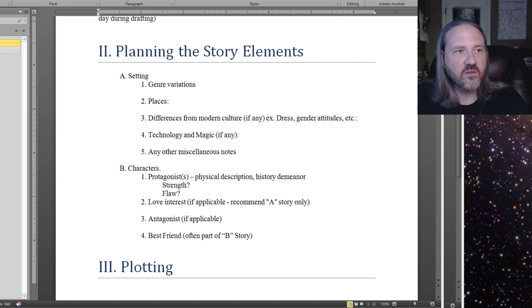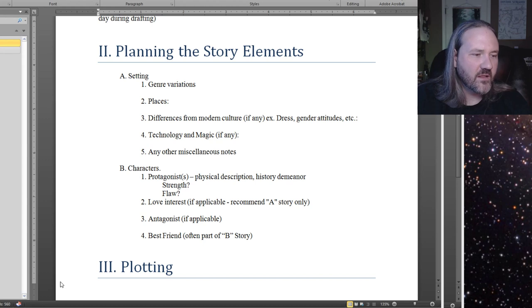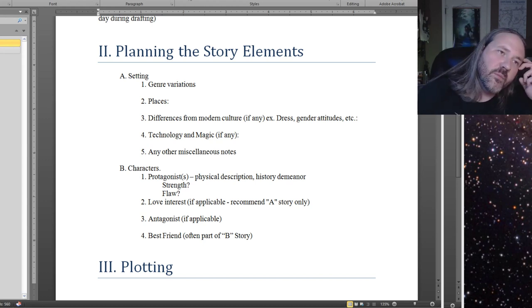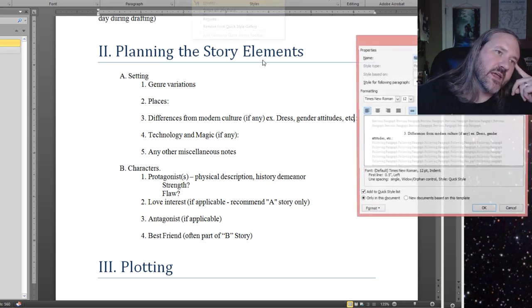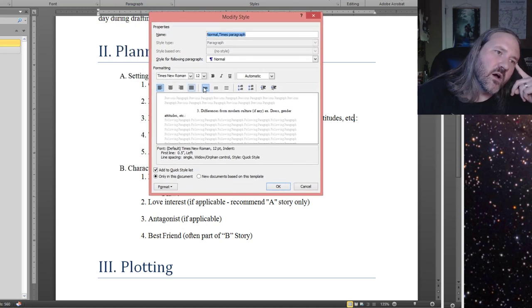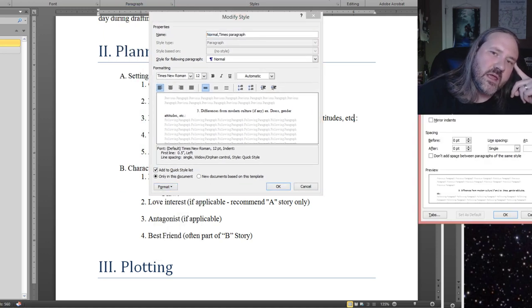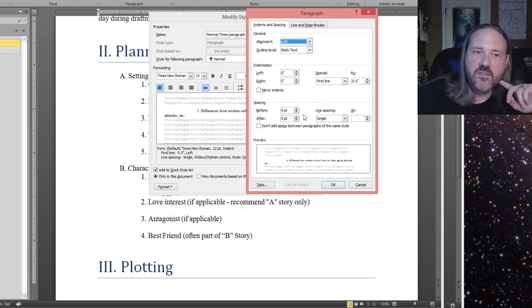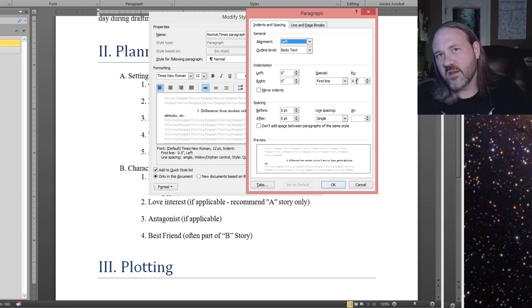But I'll just tell you, when you're actually drafting, I don't use OpenOffice, but you want a style in Microsoft Word that basically describes what you're doing. If I hit modify, it's 12-point Times New Roman. If I go to paragraph, it'll indent the first line by 0.5 inches. And then you would do double spacing for manuscript format. Manuscript format is double space, Times New Roman, 0.5 inch indent.